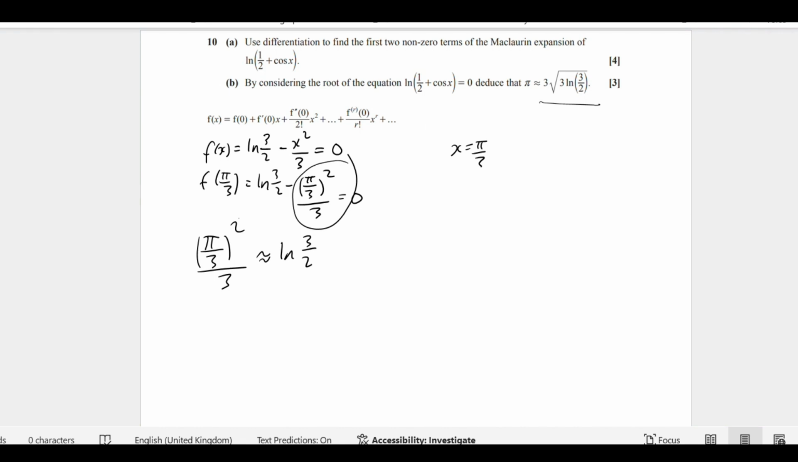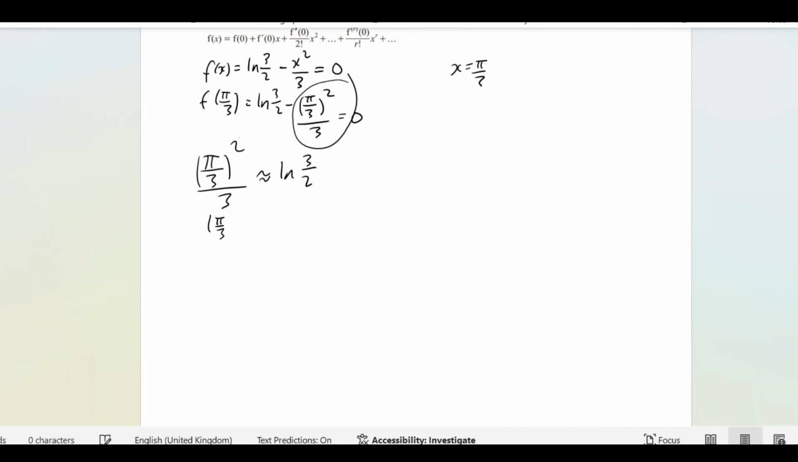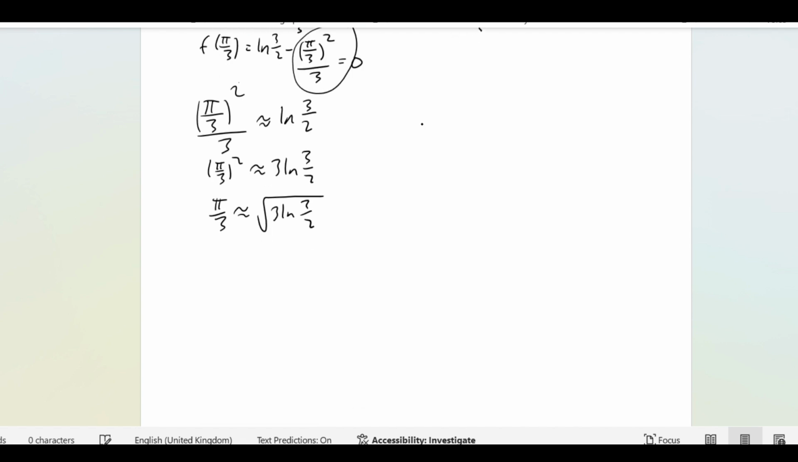Times both sides by 3, we get that pi over 3 squared is approximately 3 ln 3 over 2. Square root both sides, pi over 3 is approximately the square root of 3 ln 3 over 2. And then finally, we get pi is approximately 3 times the square root of 3 ln 3 over 2. And that's our final answer right there.